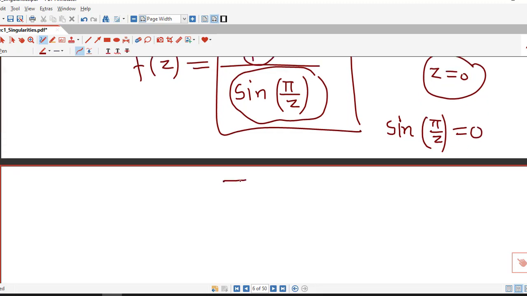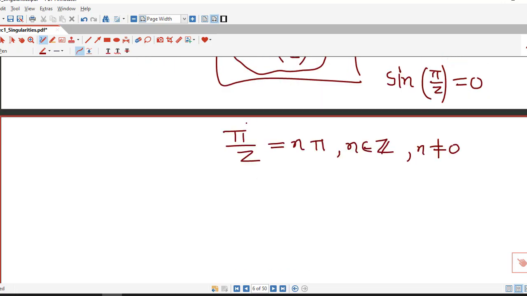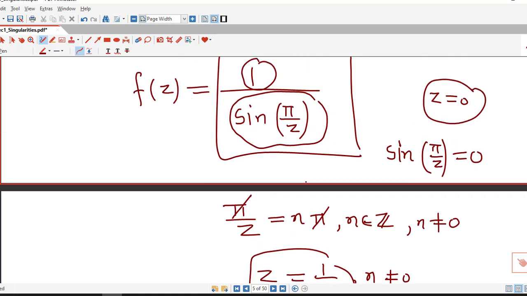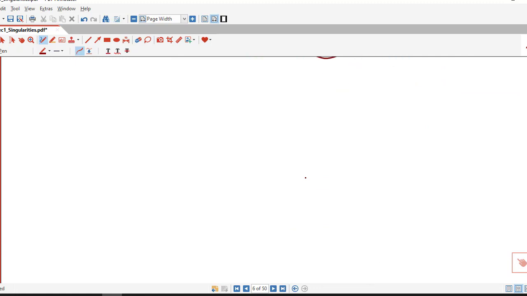And as we know, sine pi by z is 0 if pi by z is a multiple of pi, n belongs to Z, and we will not consider n equal to 0. From this we can cancel out pi, and z is 1 by n. n is not equal to 0, so there is no problem. So z is 1 by n and z equal to 0. All these are points at which f of z is not analytic.